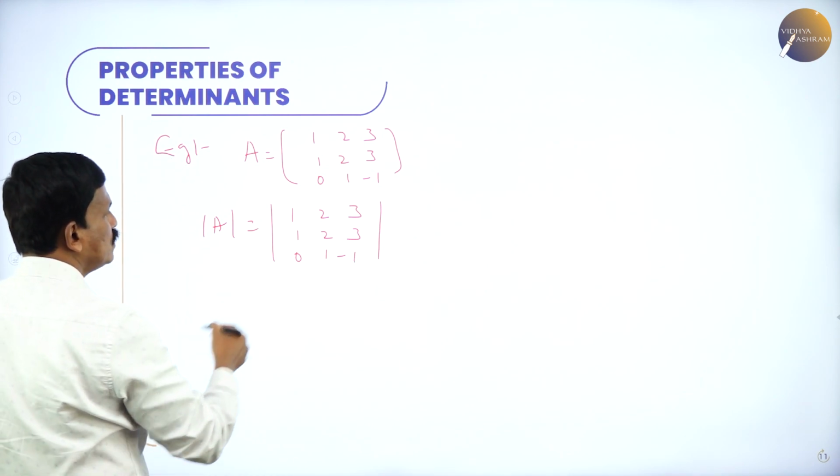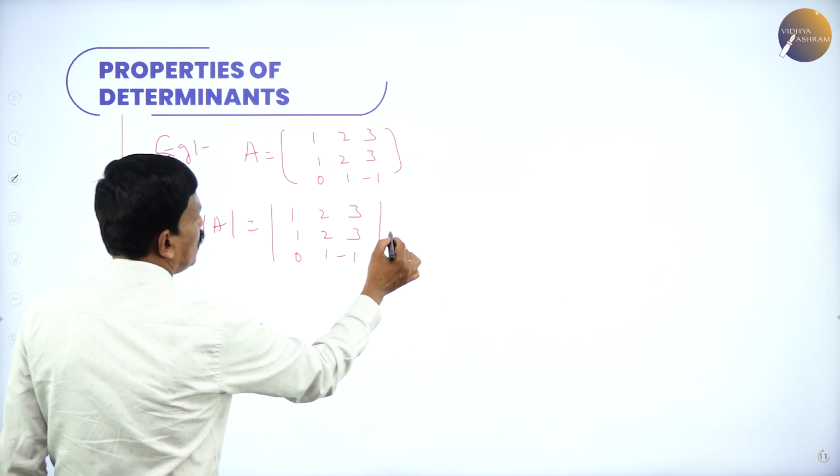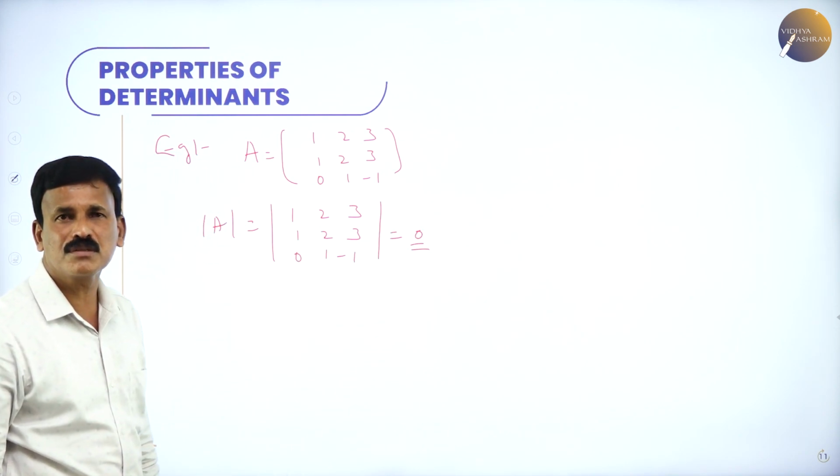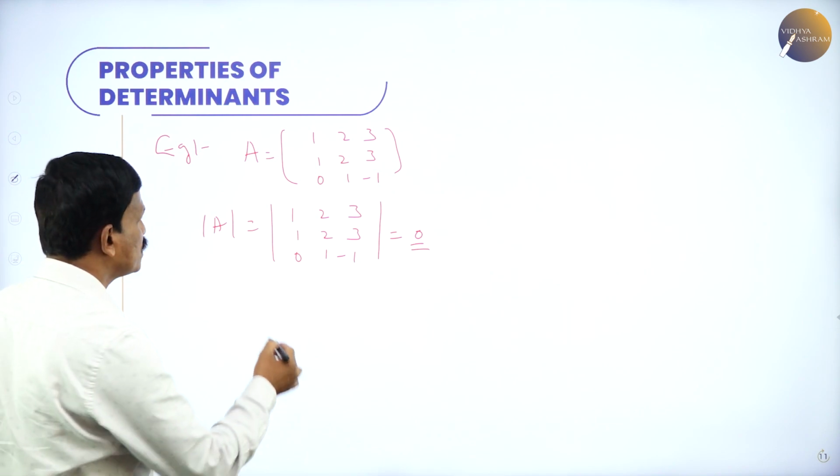According to the definition, since these two rows are same, the value of determinant is equal to 0. First and second row are same, therefore the value of the determinant is equal to 0. Now let us verify this.